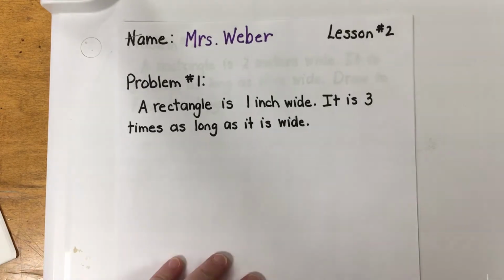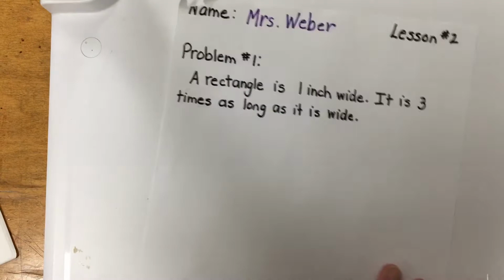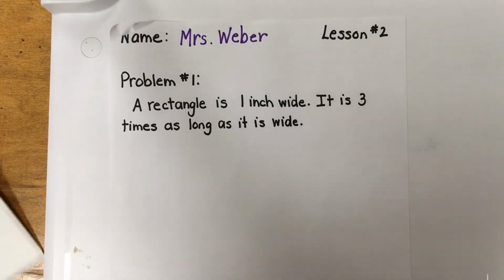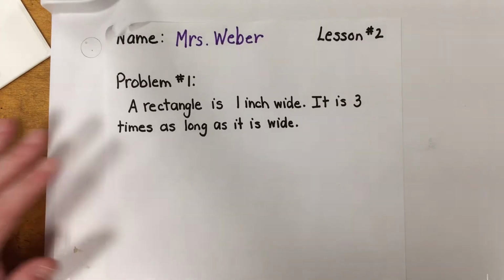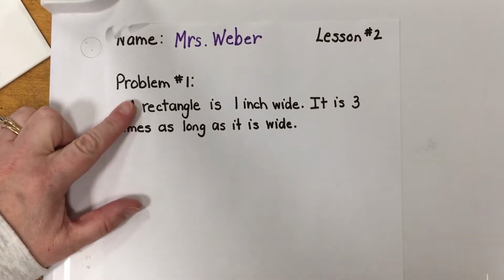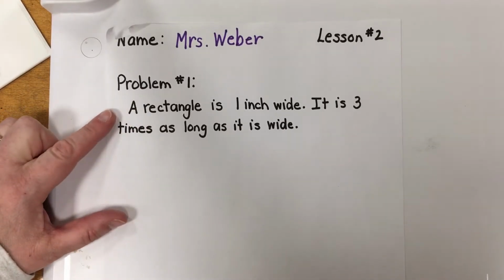So we have been working on area and perimeter, and I told you that those were formulas that you had to memorize. So keep those in mind as we're solving these. So problem number 1 says a rectangle is 1 inch wide. It is 3 times as long as it is wide.